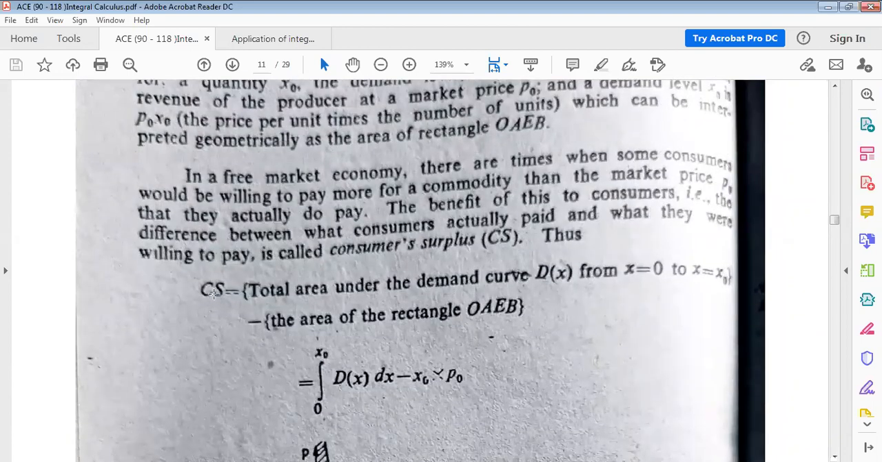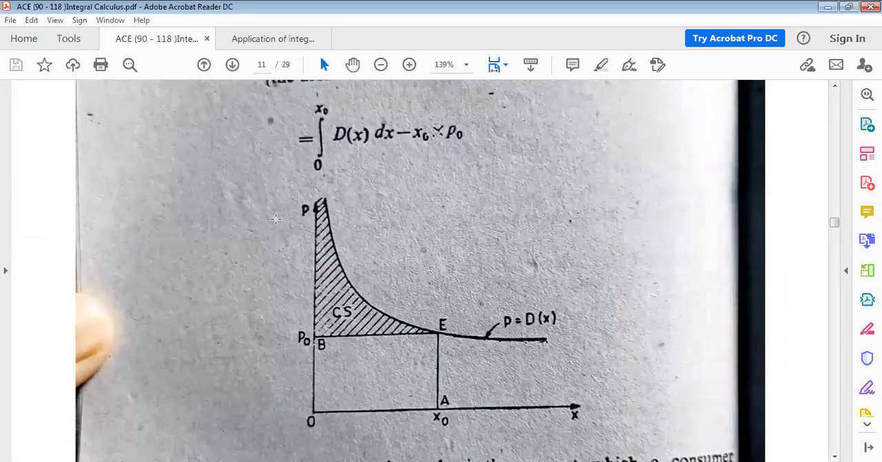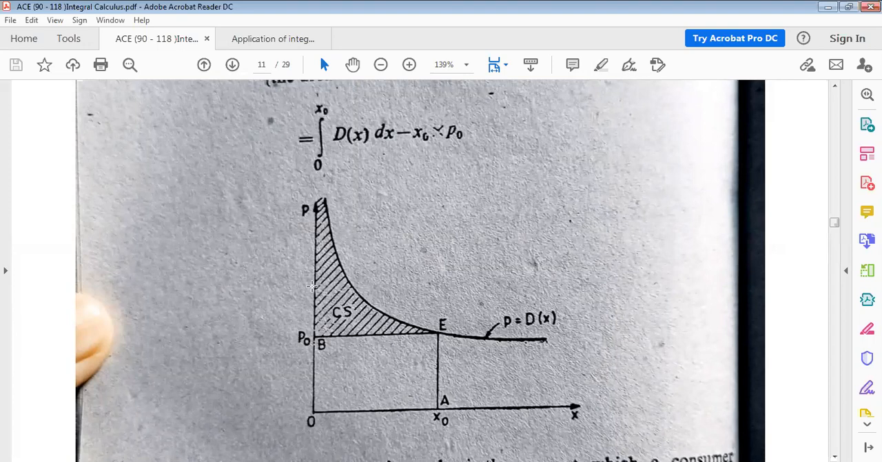So how can consumer surplus be found? Consumer surplus equals the total area under the demand curve D(x) from 0 to x equals x naught, minus the area of the rectangle UAEB. This is the consumer surplus curve, and this is the demand curve. The shaded region is the consumer surplus, and this is the equilibrium point.